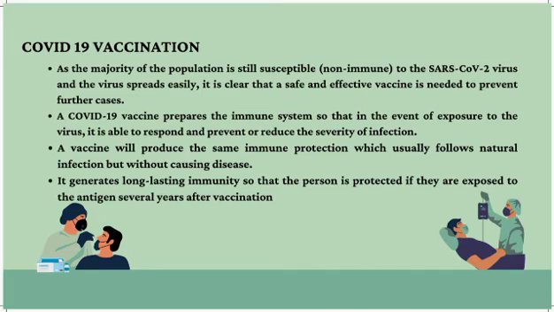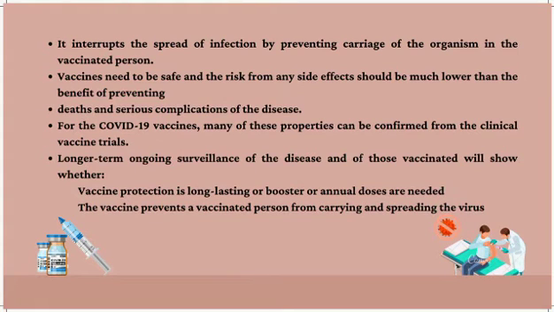A vaccine will produce the same immune protection which usually follows natural infection but without causing disease. It generates long-lasting immunity so that the person is protected if they are exposed to the antigen several years after vaccination. It interrupts the spread of infection by preventing carriage of the organism in the vaccinated person. And vaccines need to be safe, and the risk from any side effects should be much lower than the benefit of preventing death and serious complication of the disease.